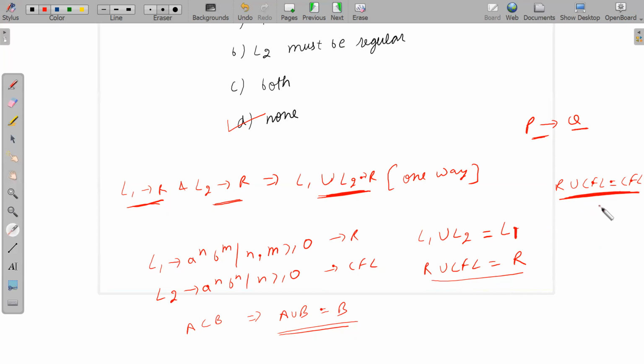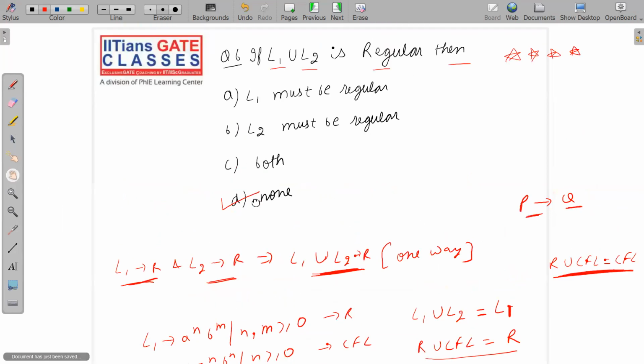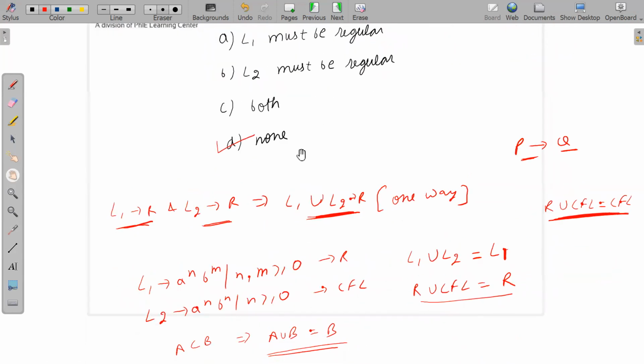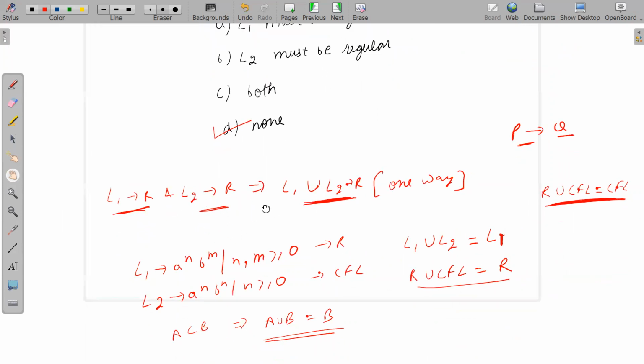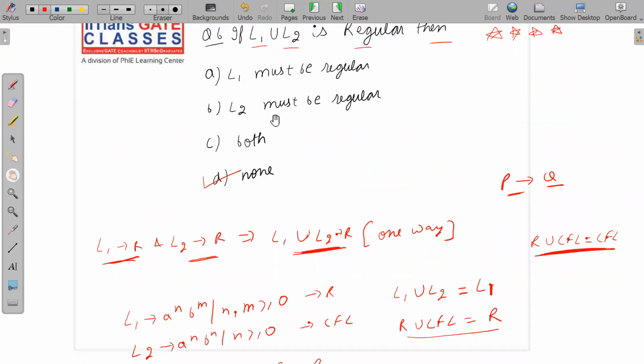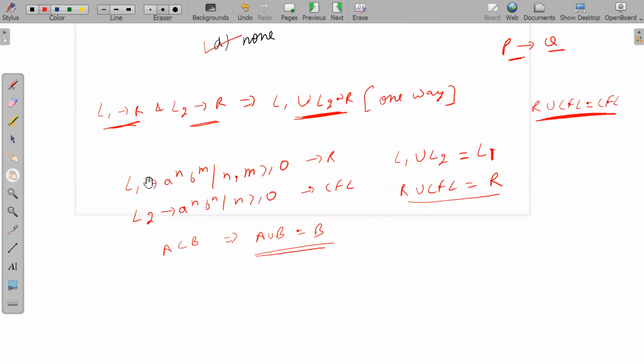So what can I conclude? That if L1 union L2 is regular, then L1 must be regular. According to you, I have given an example like this. So you will say that if L1 union L2 is regular, then L1 must be regular. No, this is not the case. L2 can be regular also. If I am finding L1 union L2, you can find L2 union L1 also.